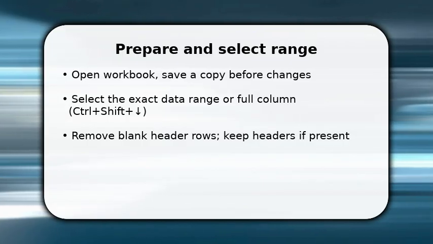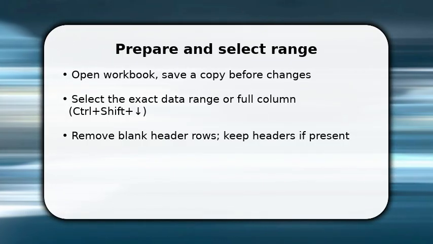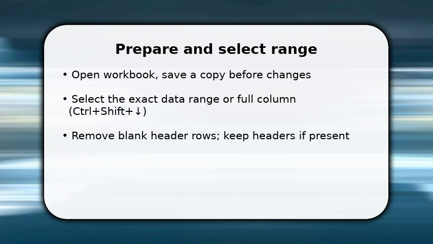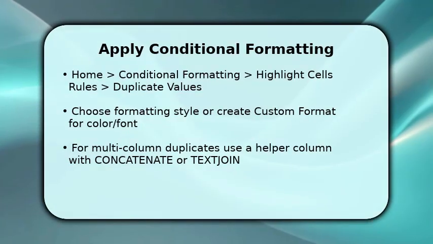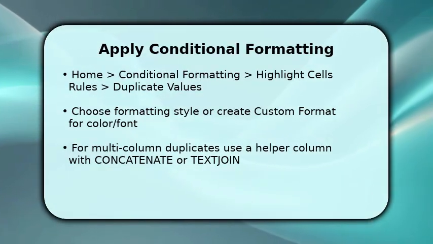Use Ctrl+Shift+Down to grab a full column quickly. You're preparing the sheet, so subsequent conditional formatting works correctly and highlights actual duplicate values rather than empty cells or headers. Now apply conditional formatting to mark duplicates visually.